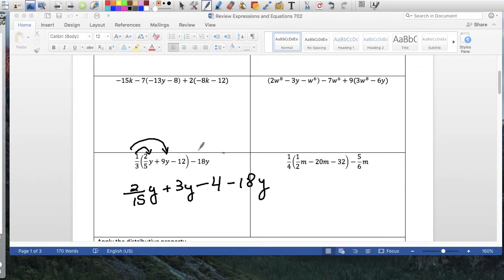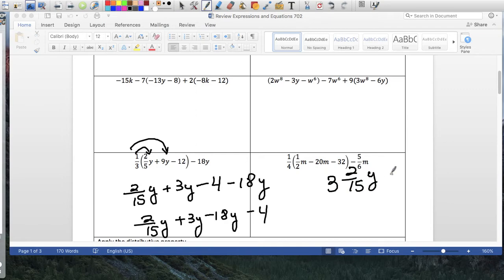Can I combine like terms? Yes, I have 3 like terms here. So let me put them next to each other. 2/15y plus 3y minus 18y minus 4. 2/15y plus 3y, and I'm going to move that. That's going to give me 3 and 2/15y minus 18y. So I did these two first. Now I gotta do 3 and 2/15y minus 18y, minus 4.